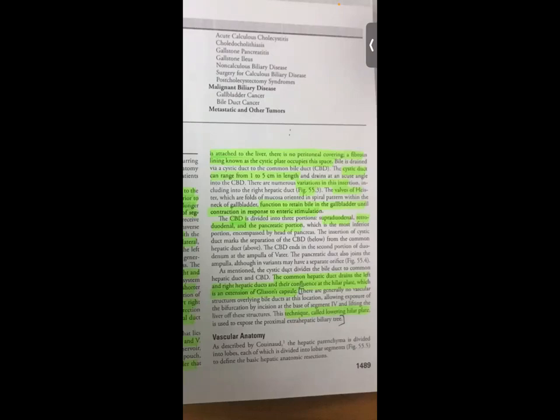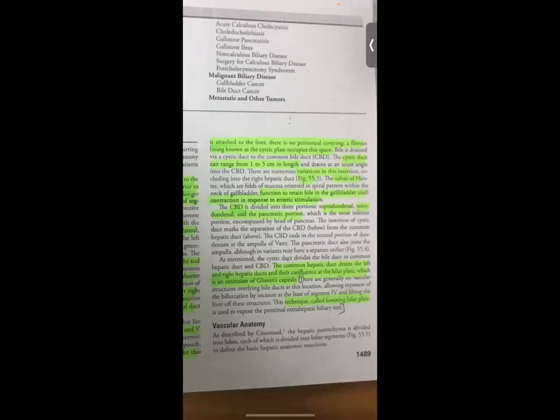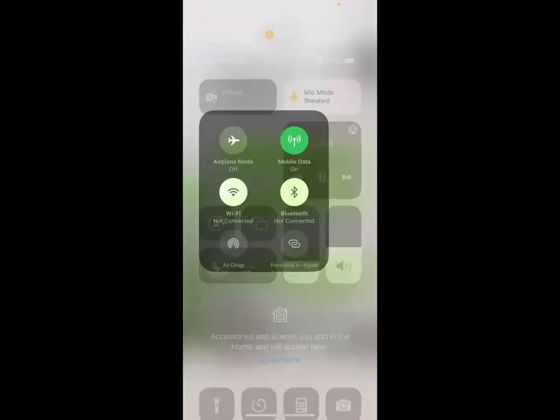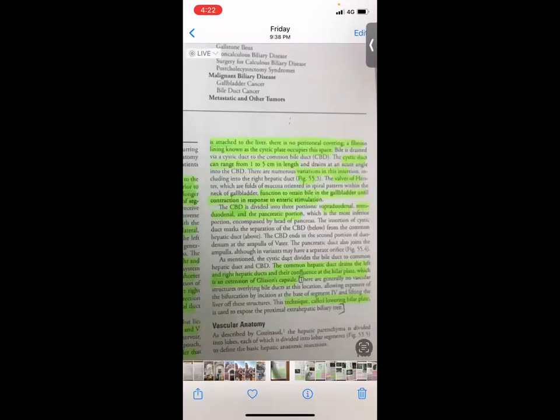So next point is the common hepatic duct drains the left and right hepatic ducts. Voice is breaking out, sir. Okay. Is it okay now, sir? Now okay. Okay, if there is any disturbance, tell me, sir.